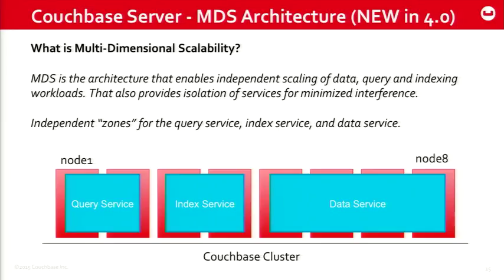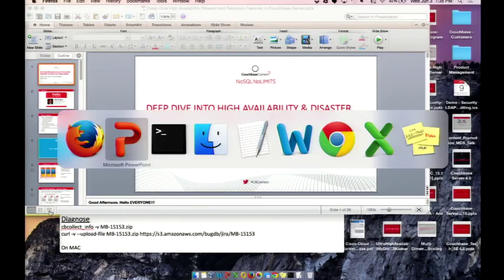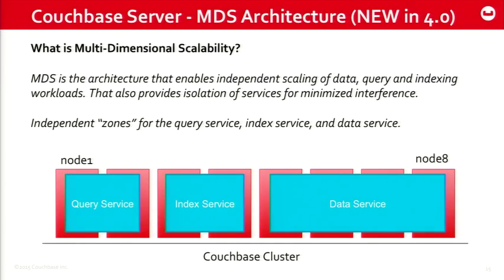But as a cluster, you can start with 3 nodes for the data service to have availability, and for index and query, you can combine them on the same machine, or you can separate them onto different machines. So before I get to that, let me show you the demo.